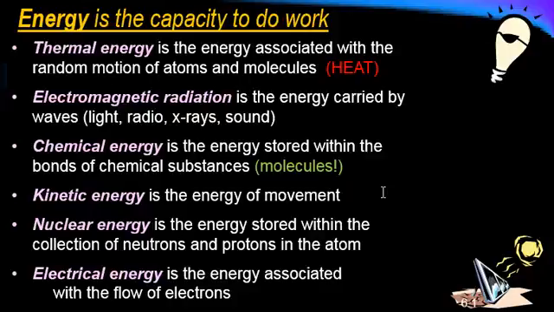Nuclear energy is stored inside the neutrons and protons and how they are held together in the atom. And that's going to be important later in the year, but we're going to skip over it now. And electrical energy comes from electrons flowing around and creating a current. So again, that's going to be important later on. But remember, all these types of energy really are all just the capacity to do work. You can make something happen with all of these different forms of energy.